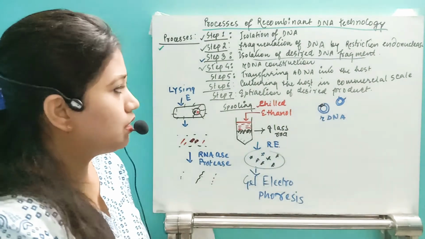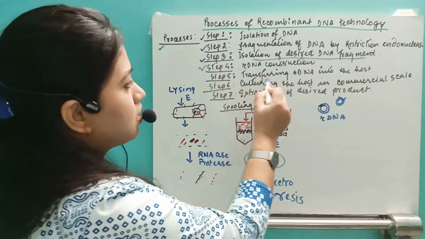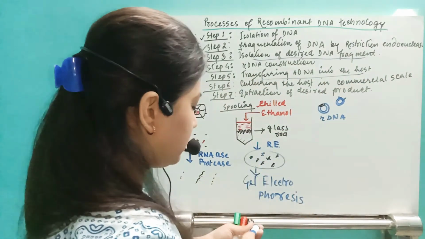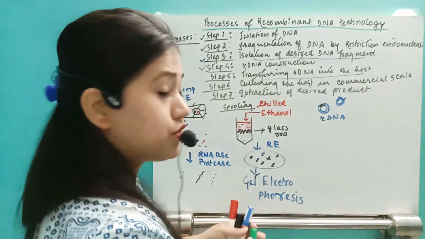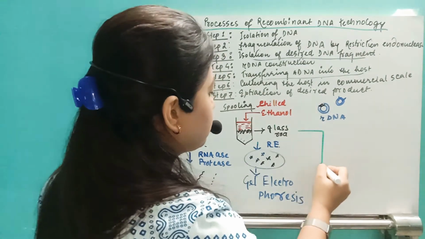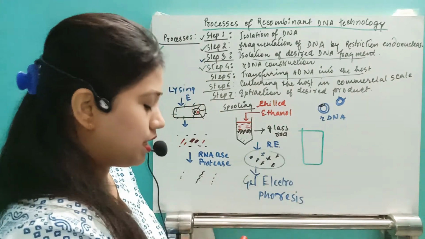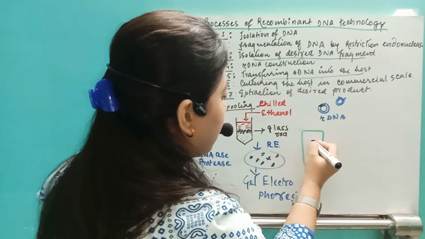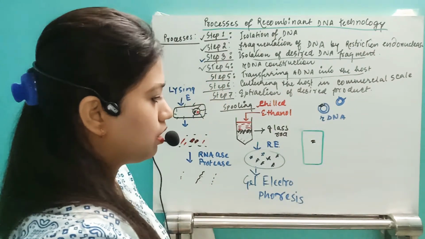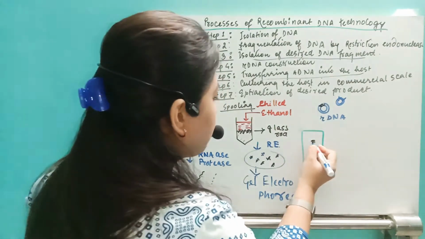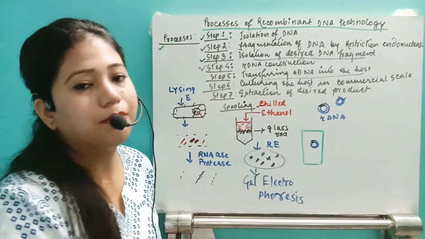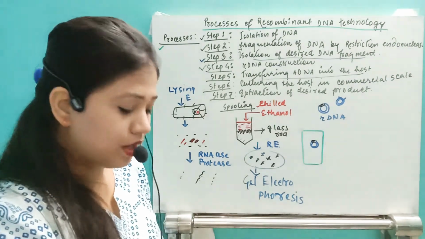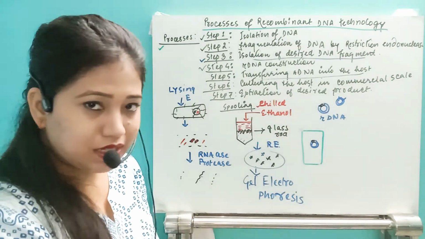rDNA. Right? Now this rDNA is transferred into the host body. So this rDNA will be inserted inside a host body. Suppose we have taken the host, that is E. coli. Inside the E. coli, we are going to have the rDNA in the host body. Now this host body will be a completely recombinant host.